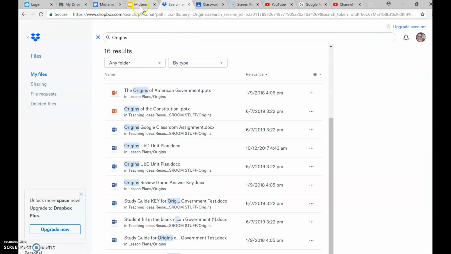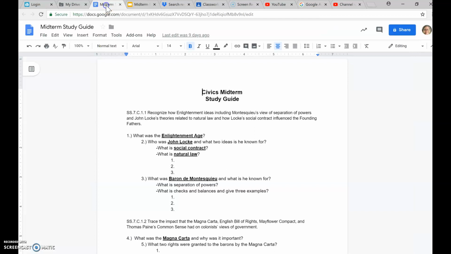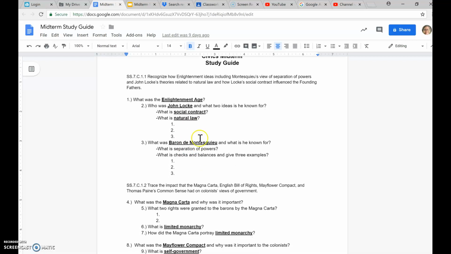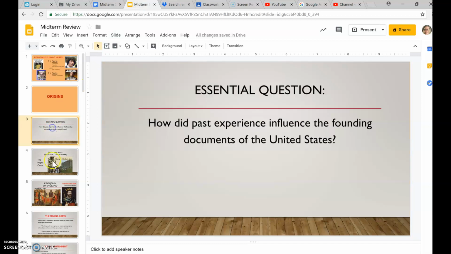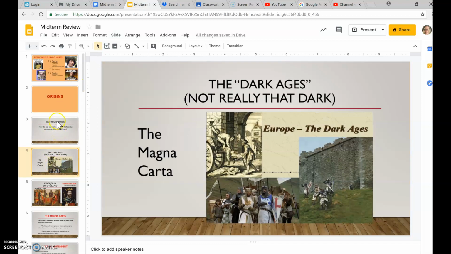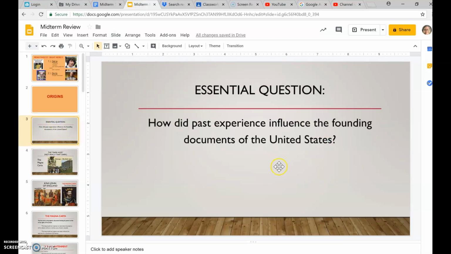Okay, so in your study guide, that is wrong. Right here. Here we go. Okay, so it starts out with the Enlightenment age, John Locke and Baron de Montesquieu. This is the origins. So let's start with that unit. So origins. Here we go. It all starts with the central question. How did past experience influence the founding documents of the United States?